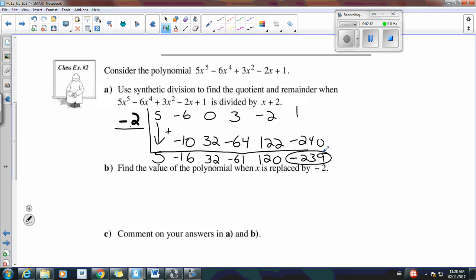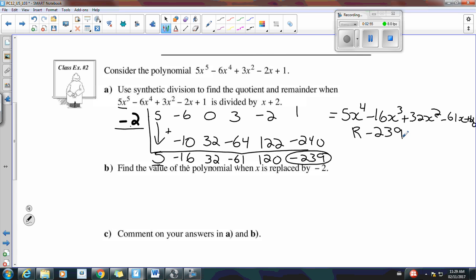And then we go up, starting with degree 0 on x, to degree 1 on x, degree 2 on x, degree 3 on x, degree 4 on x. If we started with x to the 5, our answer is always going to start 1 degree less, so x to the 4. So the quotient here, this division really equals 5x to the 4 minus 16x cubed plus 32x squared minus 61x plus 120, with a remainder of negative 239.